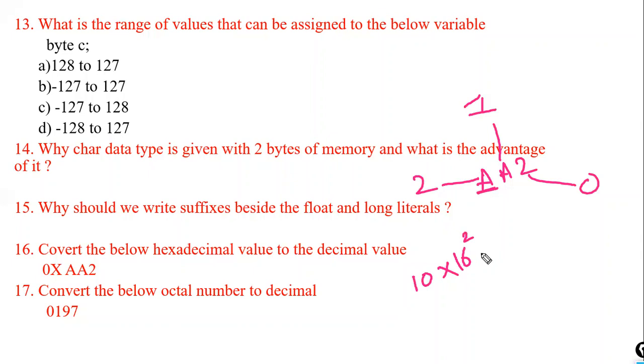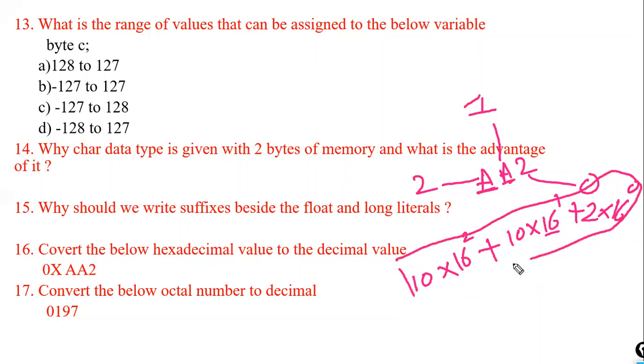So 16 to the power of 2, plus the next digit, the value of E is 14, into, as it is hexadecimal, we are multiplying with 16 to the power of the position of the digit in the number. The position is 1. So 16 to the power of 1, plus 2 into 16 to the power of the position of the digit, which is 0. 16 to the power of 0. The sum of all these products will give you the equivalent decimal number.